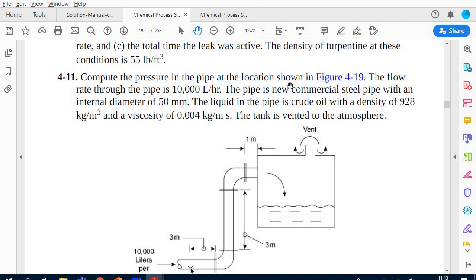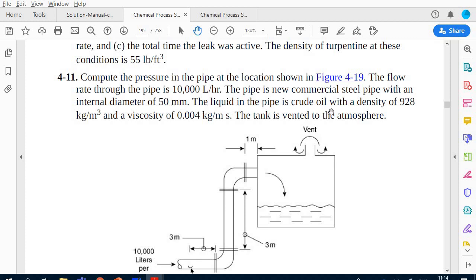Compute the pressure in the pipe at the location shown in figure 4.19. The flow rate through the pipe is 10,000 liters per hour. So it enters here at 10,000 liters per hour. The pipe is new commercial steel pipe, so we know the type, so we know the internal diameter. We can get this from the table. It already gave us the internal diameter, 50 millimeters.